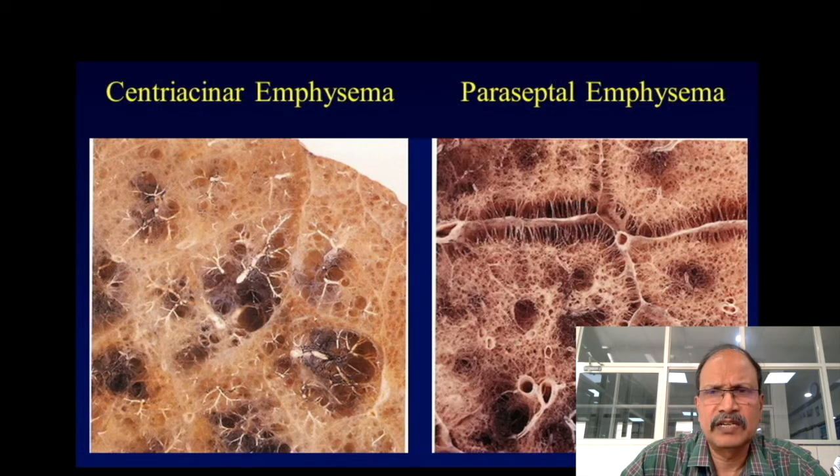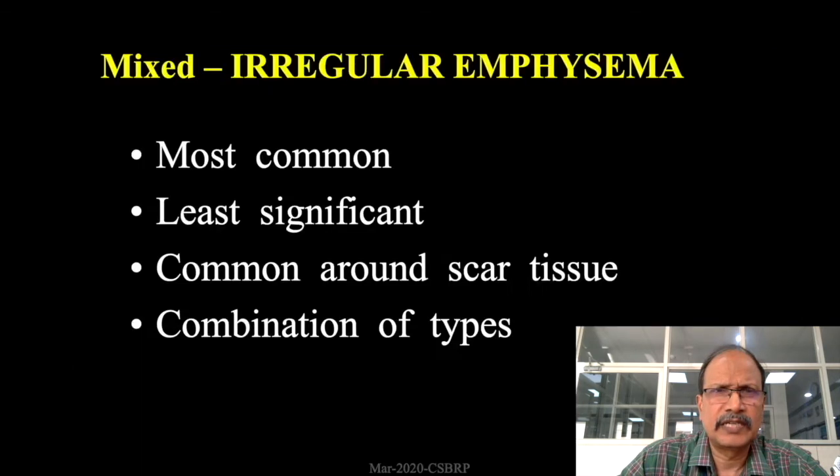On the right side you can see the lung lobule, and at the periphery of the lobule you are seeing dilated air spaces. Compare that with centriacinar, wherein the central portion of the acinus is dilated, showing dilated air spaces. Mixed type is the most common and of least significance; there may be a mixture of irregular dilatation of air passages seen in these persons.